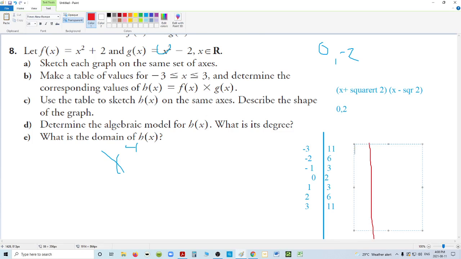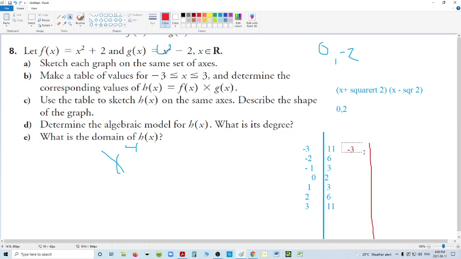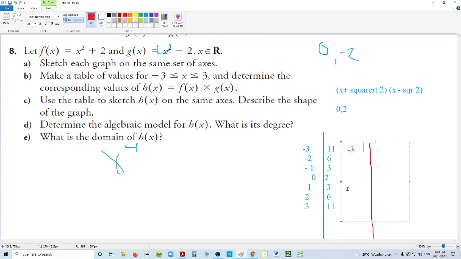This time we're going to subtract 2. So instead of plus 2, it's going to be 9 minus 2, 7. So all the values are just going to be down by 4. Minus 1 squared, 1 minus 2, so minus 1. See, all the values are down by 4.